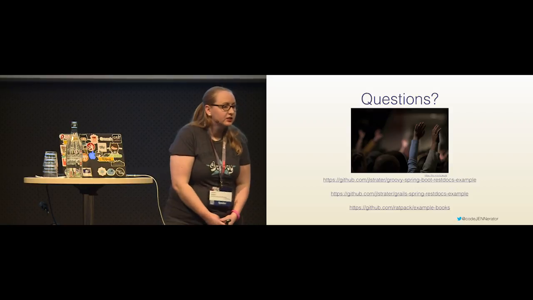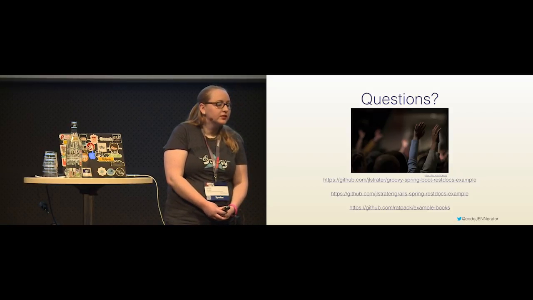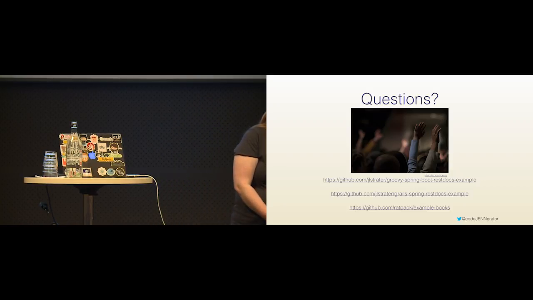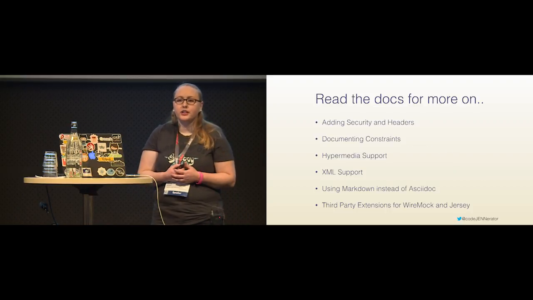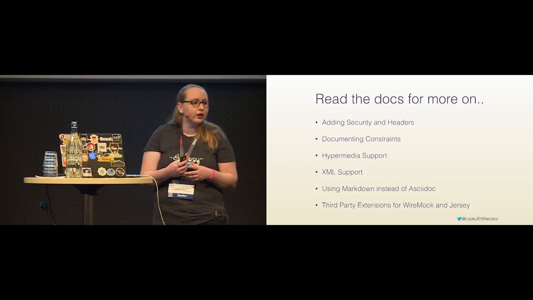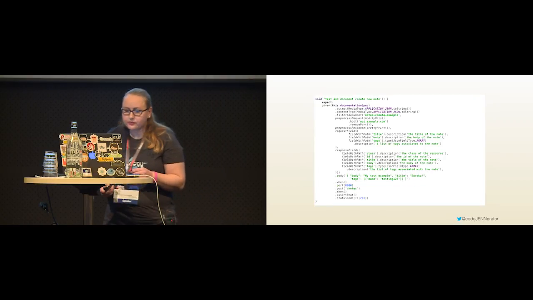Yes? How do you document the information being conveyed in the API? I'm sorry, could you rephrase? The content. Post or get or so. How is the structure of the data documented? Okay. So to repeat, the question was, how do you document the structure of a request, for example, in AsciiDoc?